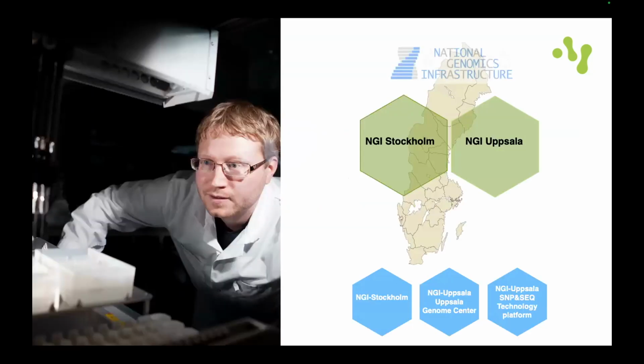I will talk a little bit about NGI. NGI is the National Genomics Infrastructure. It's a sequencing platform. It started off offering sequencing services before SciLifeLab started, but now it's part of SciLifeLab. It has nodes in Stockholm and in Uppsala, or actually three nodes, so it's getting complicated already. In Stockholm there is one. In Uppsala we have the Uppsala Genome Center that does long-read sequencing, and we have NGI Uppsala SNP&SEQ Technology Platform for the short-read services.